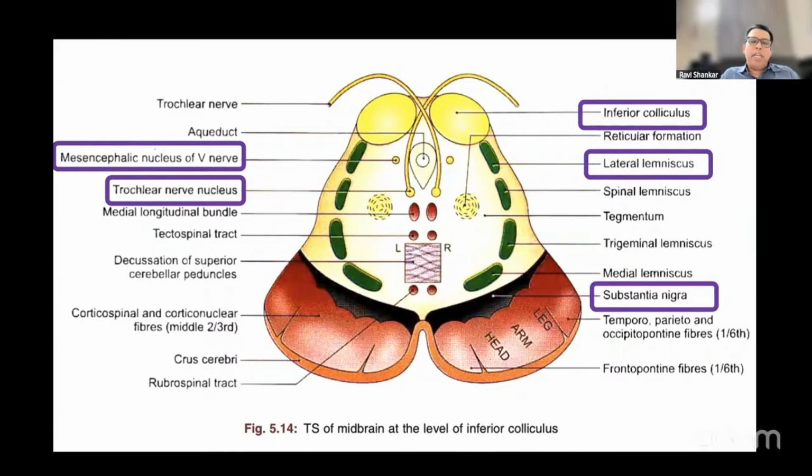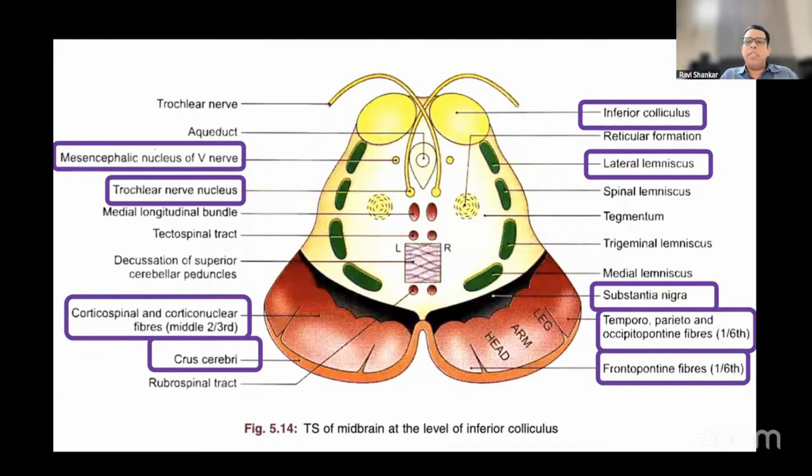Now coming to the white matter part of it, you see this whole white matter which is situated anteriorly has the crus cerebri, which contains in the medial 1/6 the frontopontine fibers, and in the lateral 1/6 the temporoparietal and the occipitopontine fibers. But in the middle 2/3 of it is the main part, which is the corticospinal or the corticonuclear fibers, the major motor pathways coming from above going down into the spinal cord.